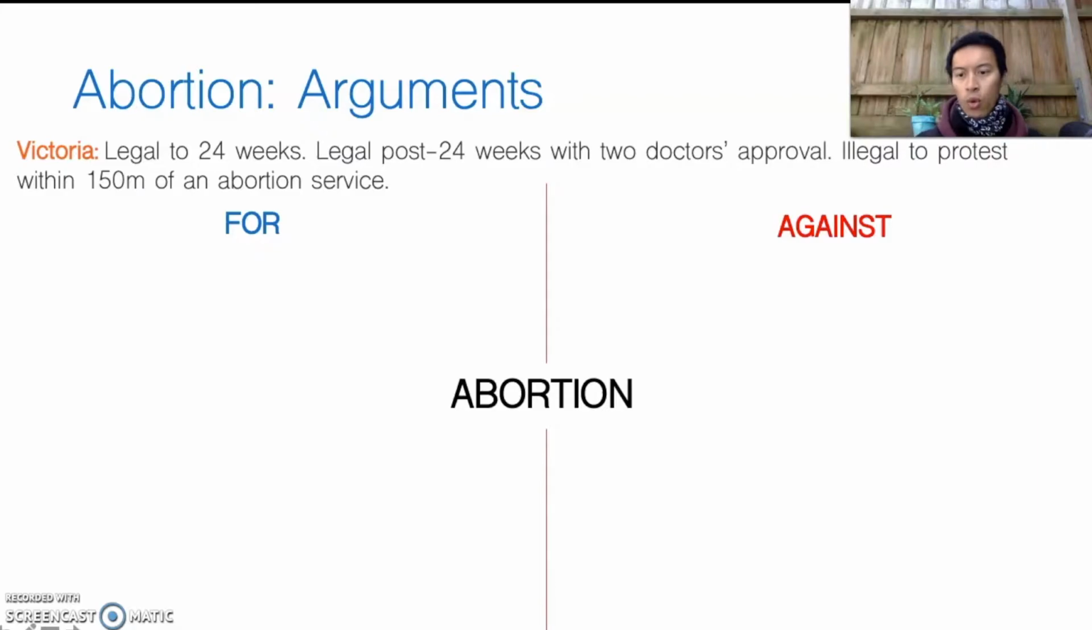What I want you to do is hit pause on the video and consider, in this topic of abortion, what are some arguments for abortion and what are some arguments against abortion. Before we even start talking about the 24 weeks, consider arguments for and against in general. Then think, in light of this 24 weeks, what other considerations need to be made. Is this too late? Is it too early? Should it just be any time? Why is it 24 weeks?